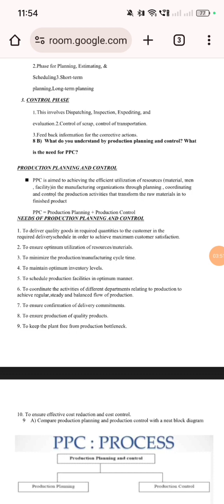Then production planning control. What is the need for production planning control? Then the next question is what you understand by production planning control and what is the need for production planning control. What is meant by production planning control?